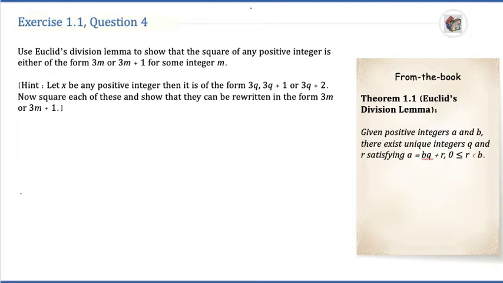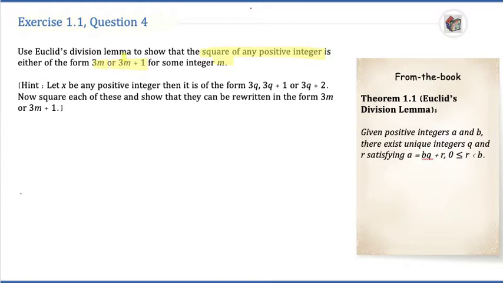Exercise 1.1, question 4. Use Euclid's division lemma to show that the square of any positive integer that you might take in the world, take the square of that, it is either of the form 3m or 3m plus 1 for some integer m.